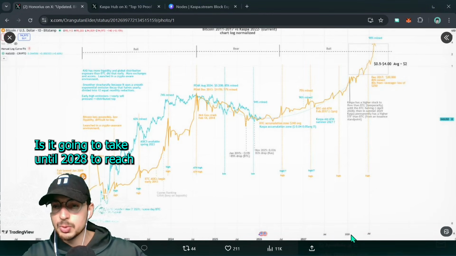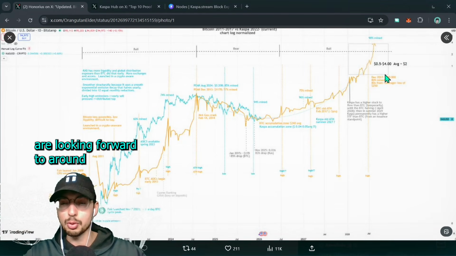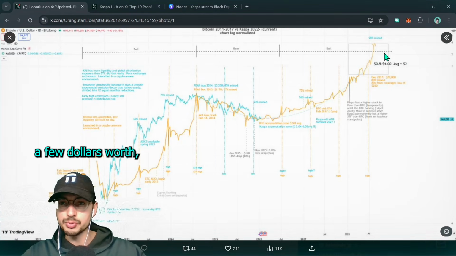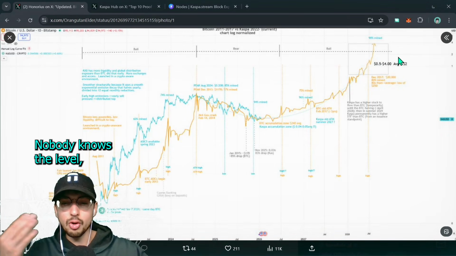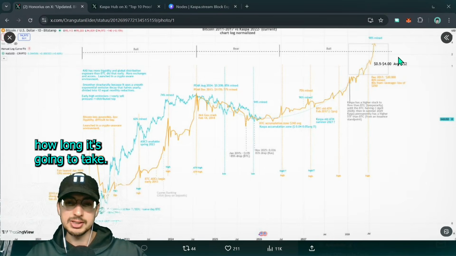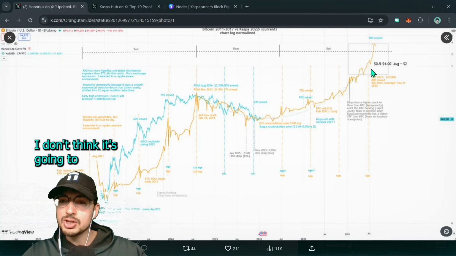Is it going to take until 2028 to reach a target that most of us are looking forward to, around a few dollars worth, even up to $4 or $5? Possibly. Okay, nobody knows the level, how long it's going to take. But what we do know is that it's going to happen. It's absolutely going to happen. And in all honesty, I don't think it's going to be taking this long.